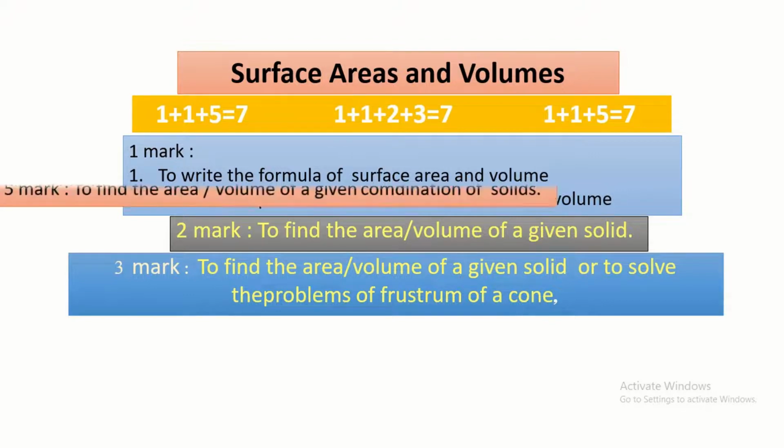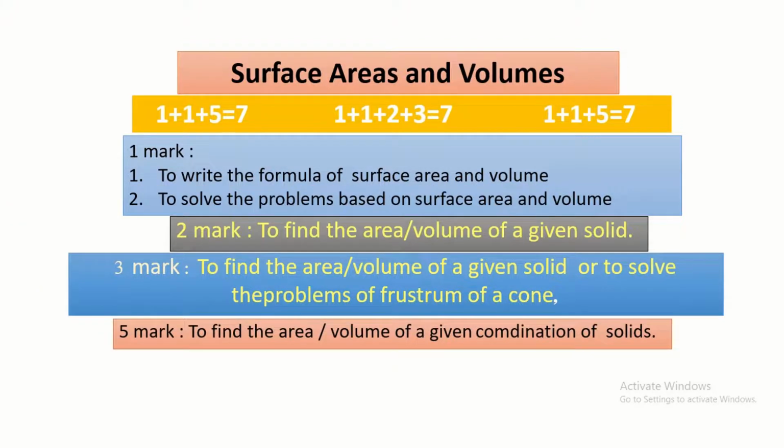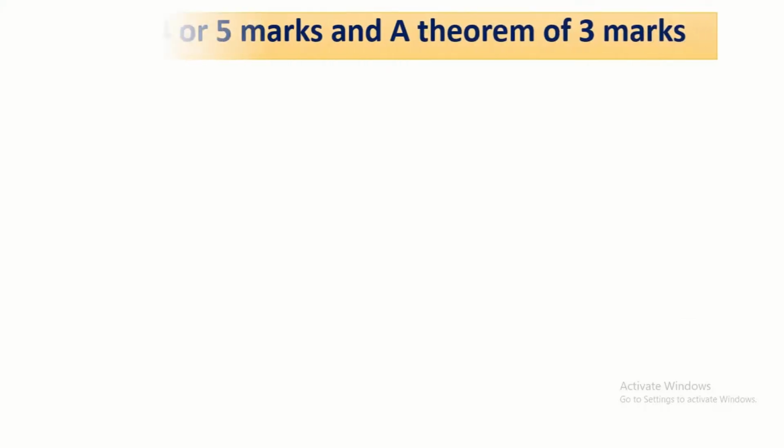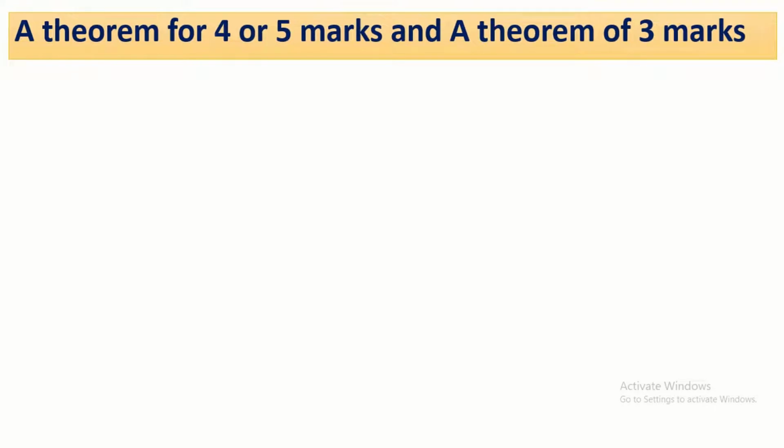may be asked. And for 4 marks or it may be 5 marks question. For 5 marks they ask to find the surface area and volume of the combination of the solids. So there are combinations of solids given, and here they ask to find the surface area or volume of that solid. So in this type there is a distribution of the marks in all units.